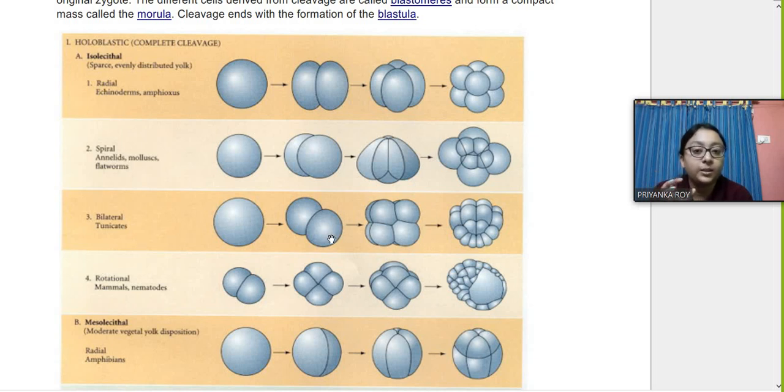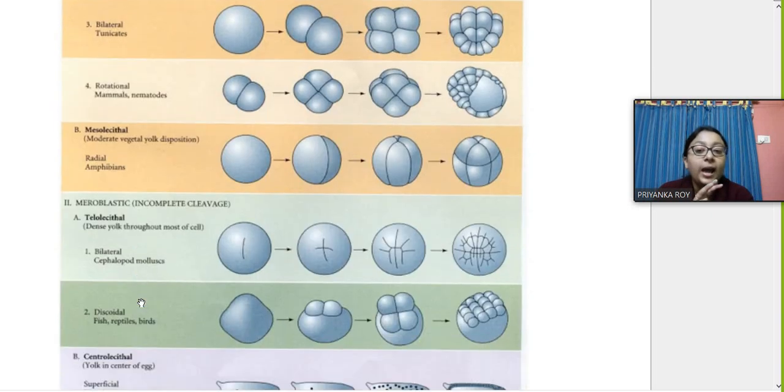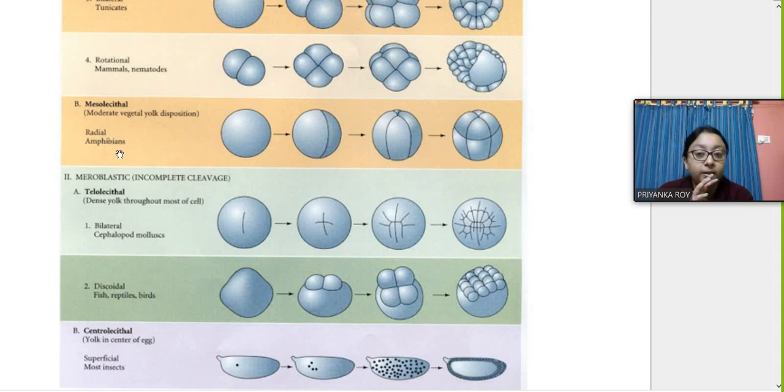Bilateral is when they are dividing sidewise. So one like here, the other will divide like in the side, and then it will form a structure like this. Rotational is when it is rotating and dividing, forming an irregular structure like this. So the examples are also given here. And in case of mesolecithal amphibians, like I said, this kind of cleavage will give rise to unequal cells. So they are known as micromeres and macromeres. There are two different kinds of cells in the blastula.